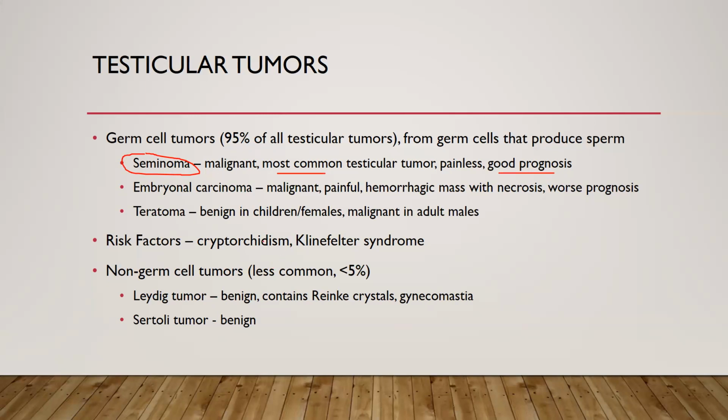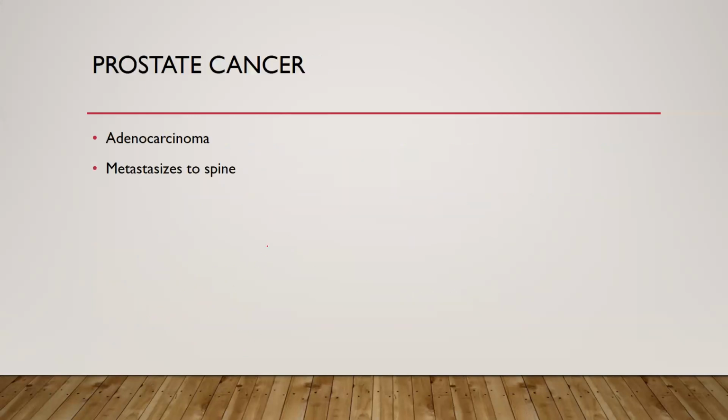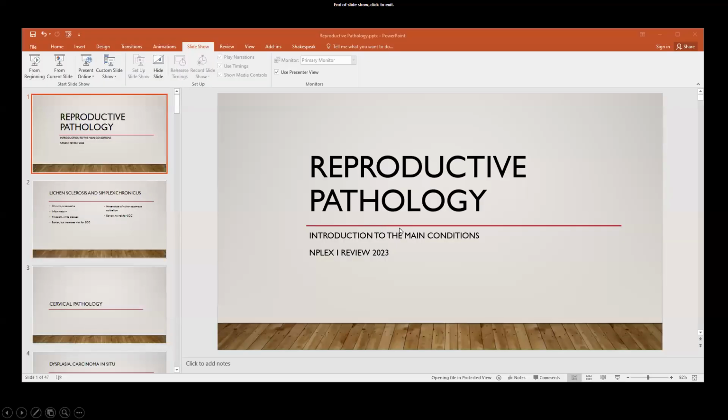Risk factors, obviously issues with descent of the testes, Klinefelter's. There's others that you could list here. These are the two big ones. Non-germ cell tumors, less common. Think Leydig and Sertoli. So those cells that could be involved are the non-germ cells, the hormone-producing cells, the helper cells. Both of these typically are benign. Prostate cancer tends to be adenocarcinoma. That posterior lobe metastasizes to spine. We discussed that.